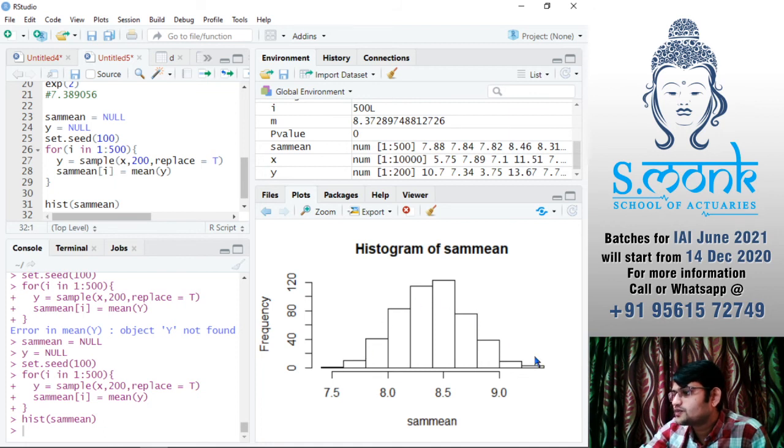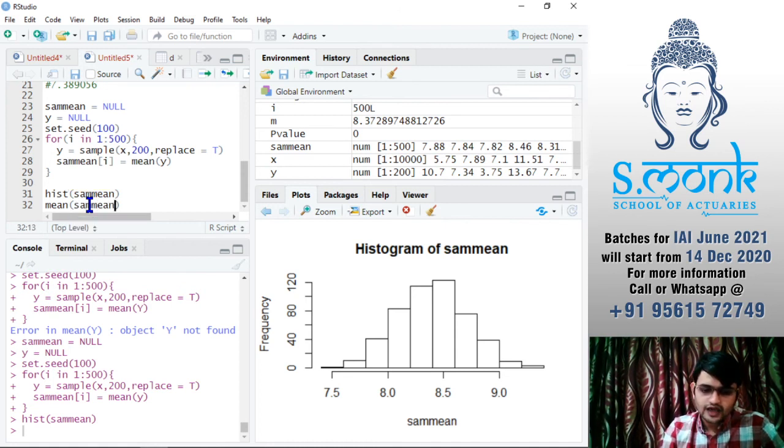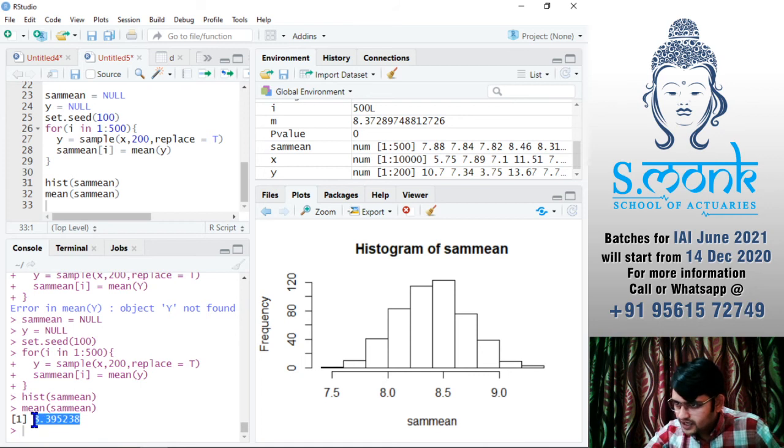The histogram is almost normally distributed. You will say the average value of this is going to be most likely our mean. So you can take out the mean of that as well. Mean of the average of all of those sample means is 8.39.